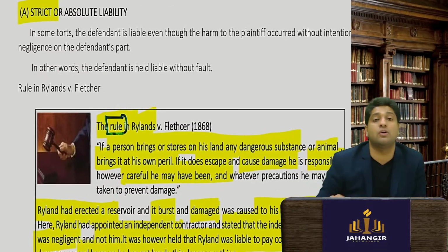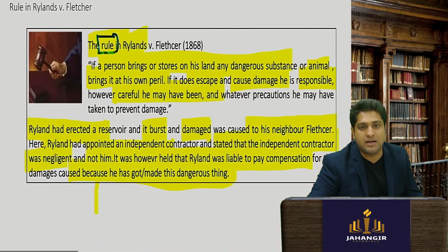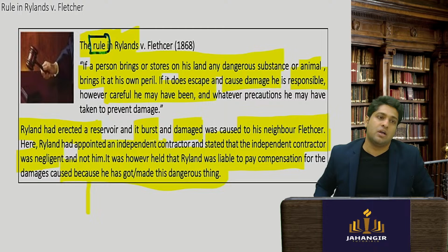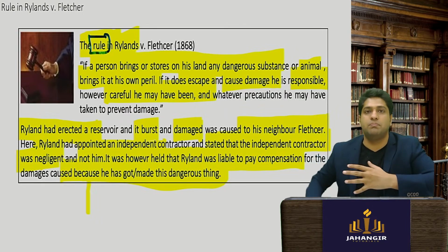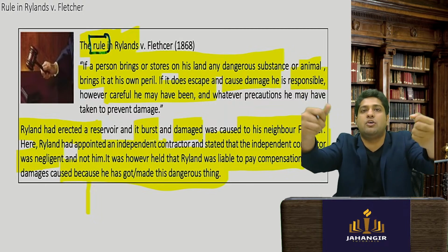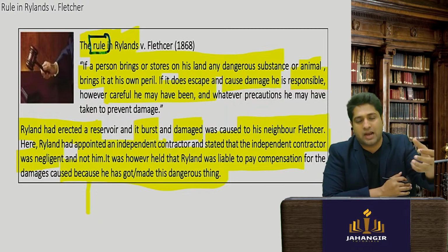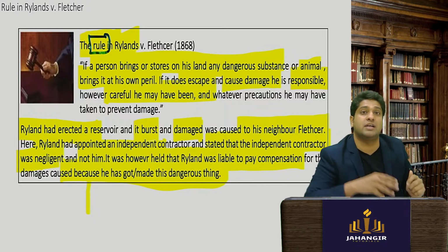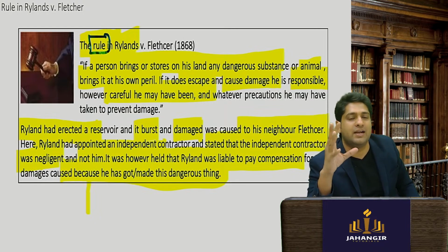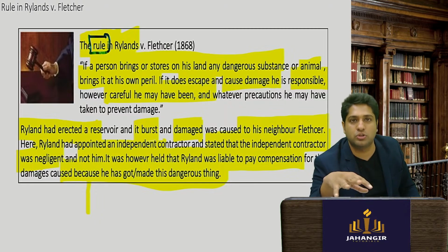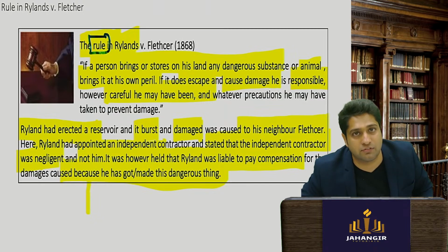So first we are going to see strict liability. Case law is Rylands versus Fletcher. Now I'll tell you what happened. Rylands built a reservoir in front of Fletcher's house. Rylands had appointed an independent contractor to set up the reservoir. Now the independent contractor did not do a good job and the reservoir burst and it destroyed the property of Fletcher. Fletcher filed a case.